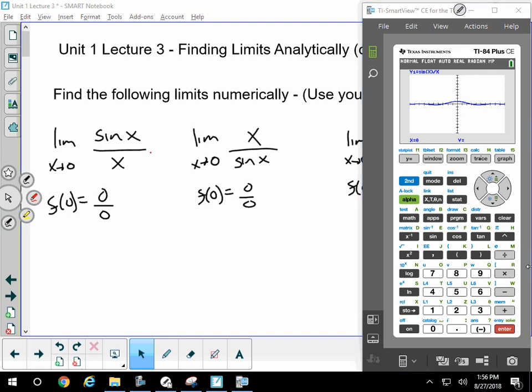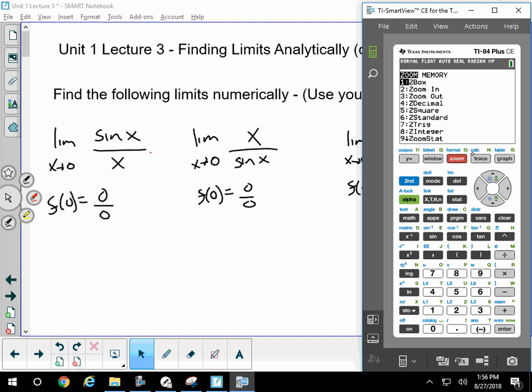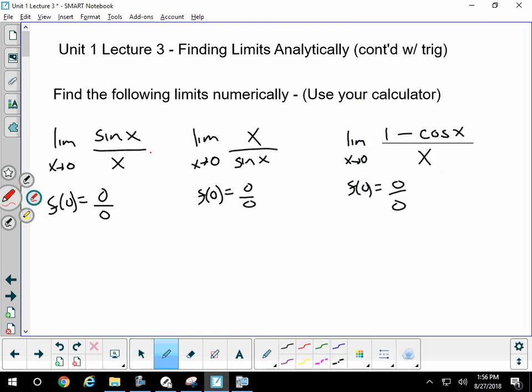If I press trace and kind of look to the left and to the right, I can see that we are, yep, looks like we're close to 1, and I could do a little bit of further inspection, type in 0.0001. The calculator is rounding here, but it's telling me that we are located at 1. Okay? So this limit is simply 1. It turns out, so this one ends up being 0.